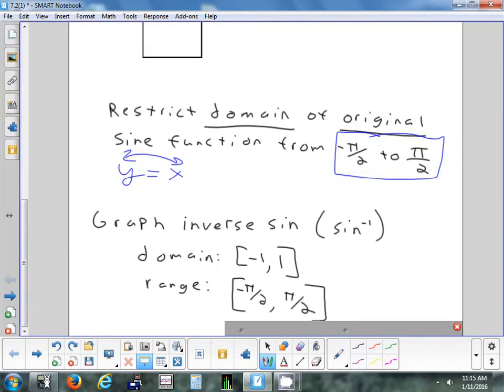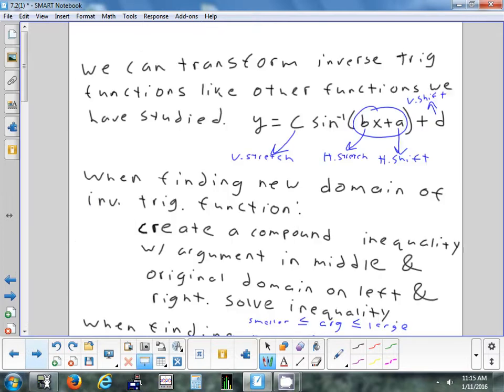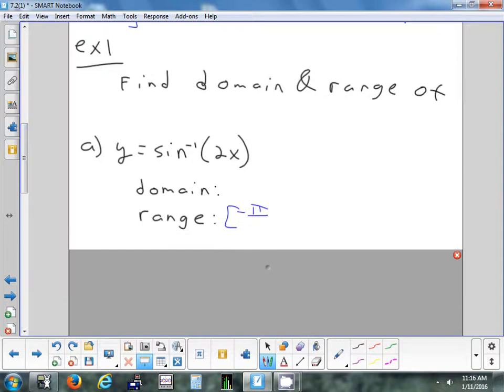Okay, range for inverse sine, let's just go back and look at it. That was the domain, so I mixed up switching them. We're going to need that in a second. So the range is negative pi over 2 to pi over 2. And remember, for sine and cosine, use brackets on the range. For tangent, use parentheses.